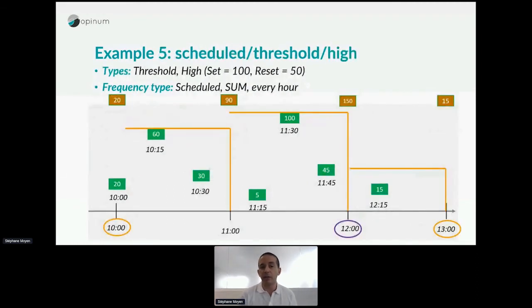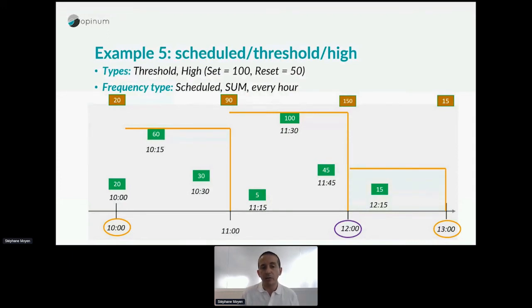Last example is a scheduled type of alarm. In this case, we're going to look at the sum of the value every hour, but we're only going to look at the past hour based on each passing hour in the day. So at 10, I'm going to evaluate the aggregated summed value over the past hour. It's going to be 20 here in this case. So since it's below the reset value, the state of the alarm is set to not present.